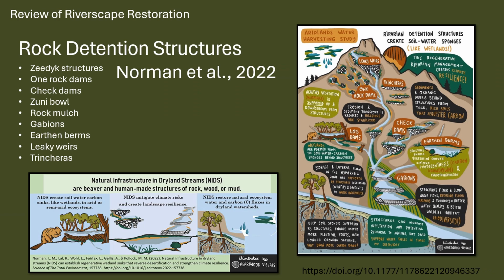Natural infrastructure in dryland streams help store water, sediment, and carbon. They help promote the same processes as BDAs and PALs. They also have a variety of names.